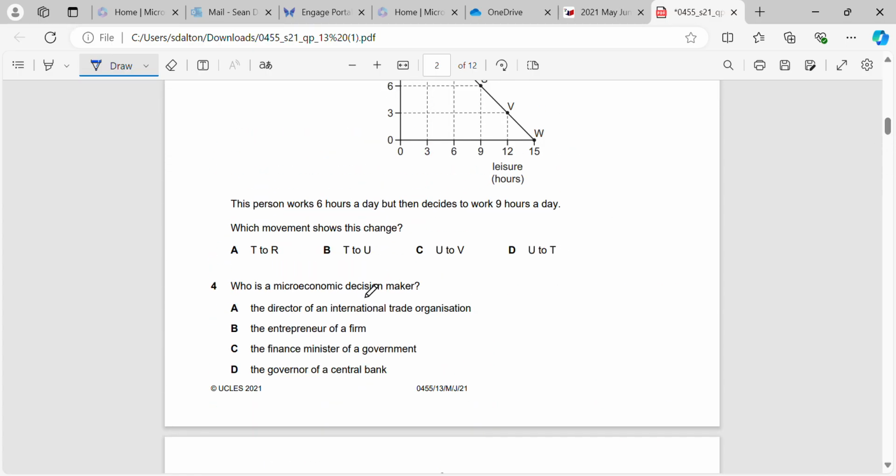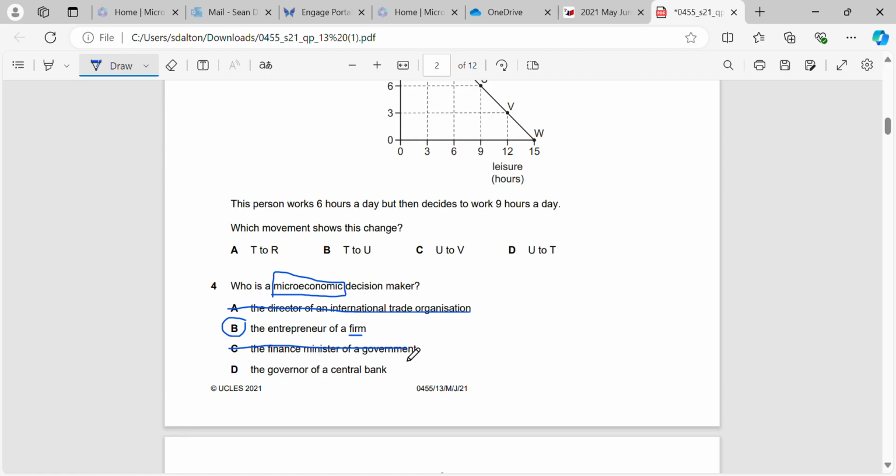Okay, who is a microeconomic decision maker? So remember, microeconomics is the study and behavior of individuals, firms, and individual markets and households. So, a director of an international trade organization would be a macro decision maker because they would be making decisions on trade which would affect the whole economy. The entrepreneur of a firm, from my definition of microeconomics, we should be able to get that. That would be a microeconomic decision maker. It's only a firm, it's not the whole economy.